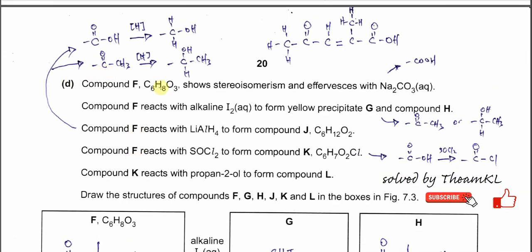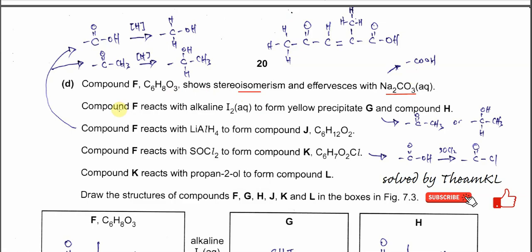Okay, so let's start. Compound F is C6H8O3. It shows stereoisomerism, which could be cis-trans and optical isomerism. Another one is effervescence with the sodium carbonate. This is telling us that compound F must have at least 1 COOH. In fact, it should be just 1, because there are 3 oxygens, and 2 oxygens will be used for this COOH.